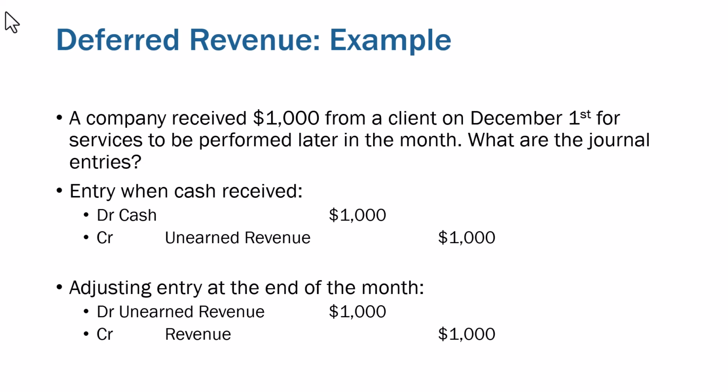So that adjusting entry can be complex again because there's nothing that necessarily triggers it. The accountants have to have a good process in place to work with the sales team and the folks on the operations side of it to figure out when these services have been provided.